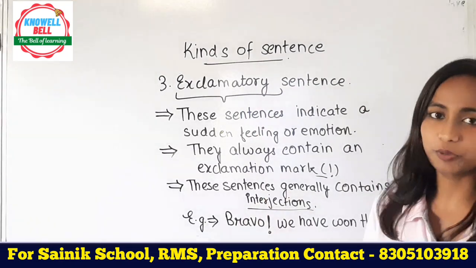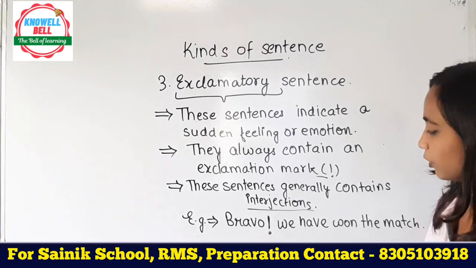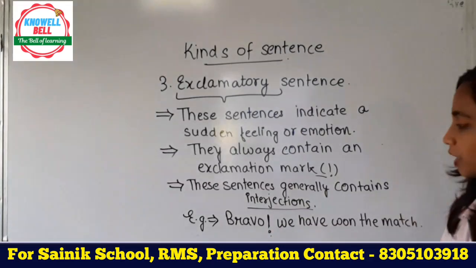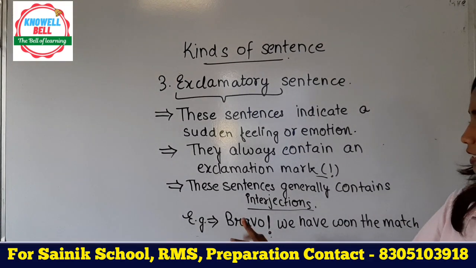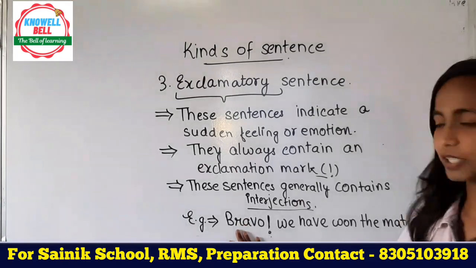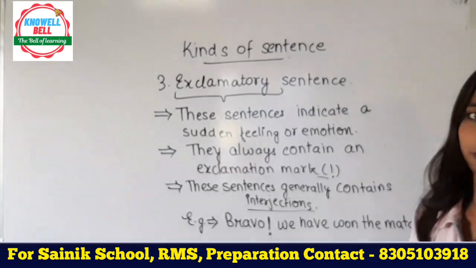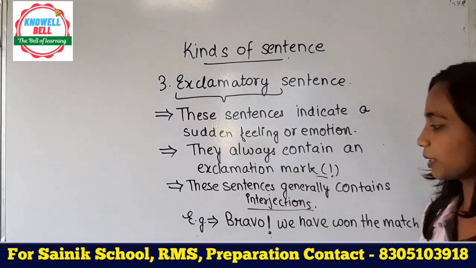Bravo is an interjection. हम use करते हैं to indicate our happiness. So bravo is followed by an exclamation mark. So we will look for these two things in a sentence. Interjection present है, then it is an exclamatory sentence, and exclamation mark is also there. So both of them indicate that it is an exclamatory sentence.